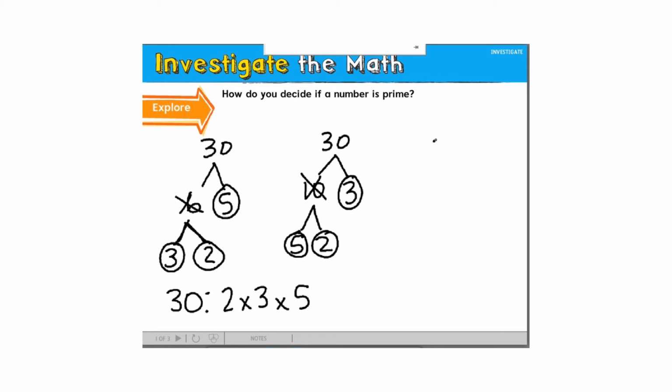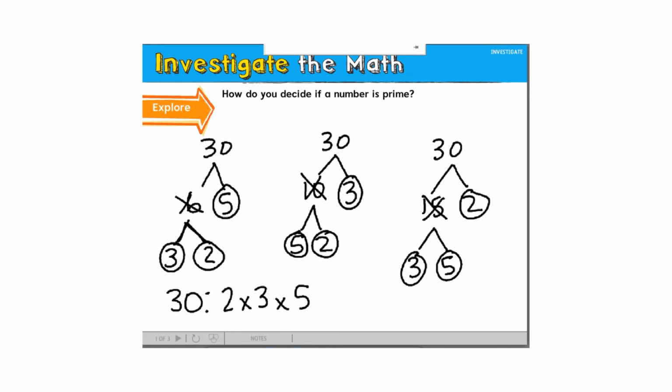So what if I started this? I'm just going to show you one last one here. What if I started with 15 times 2? Because that's yet another way to get 30. 2 is a prime number, so I circle it. Then when I break down 15, that breaks down into 3 and 5. 3 and 5 are both prime numbers. So did you notice that I still got the same thing?